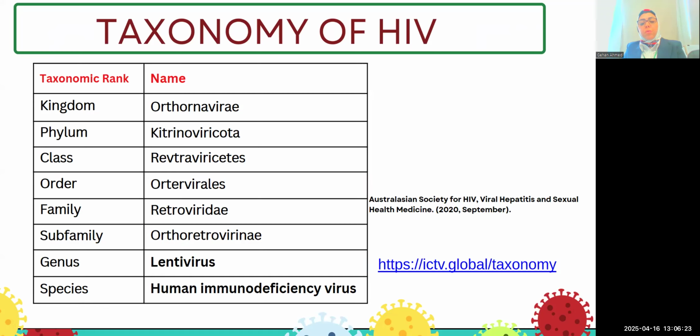Okay. Before we go to the steps of the life cycle, we need to know the taxonomy of HIV. The virus HIV is classified within the lentivirus genus. The lentivirus genus belongs to the Retroviridae family.